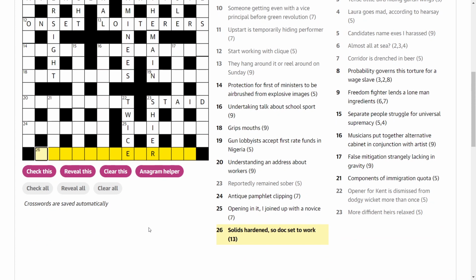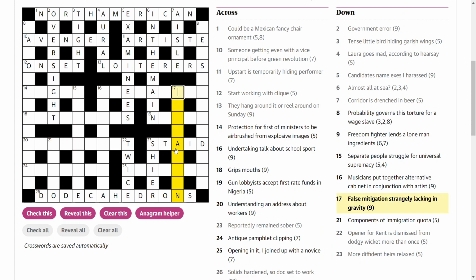Solids hardened, so dock set to work. Looks like an anagram, doesn't it? Solids. Dodecahedrons. Wow. What a great word to find in a crossword. False mitigation, strangely lacking in gravity.